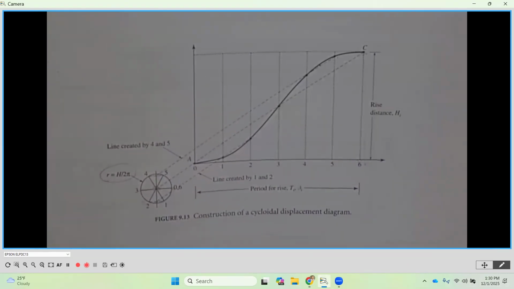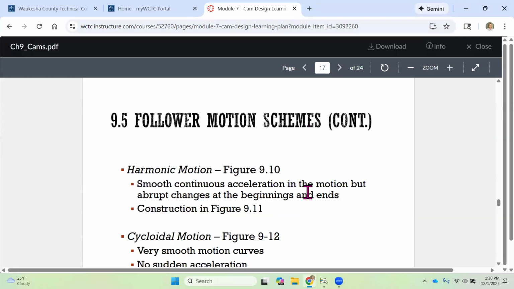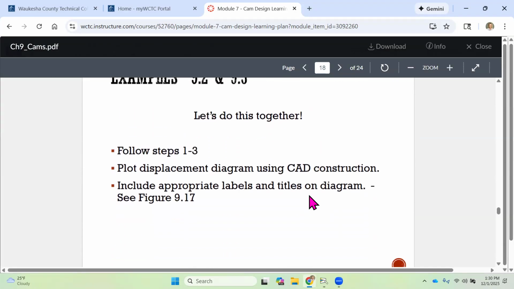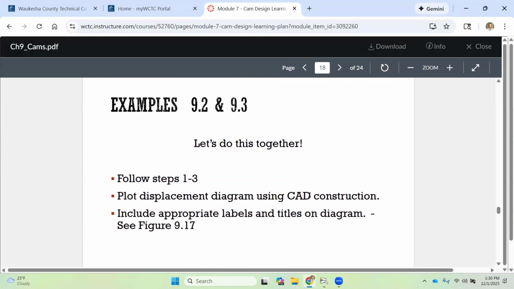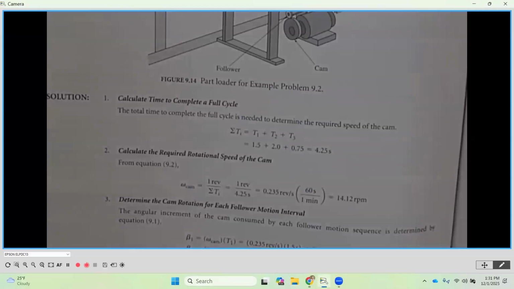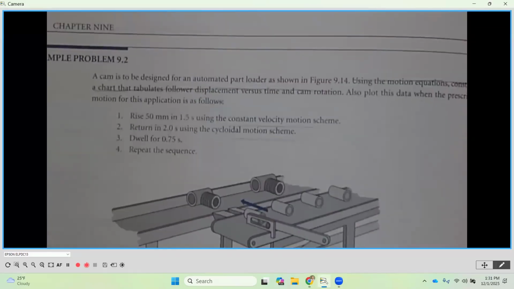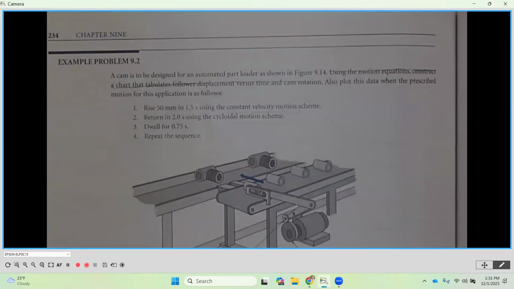Let me catch up our PowerPoints. So we did our follower schemes. And we already did 9-2. So 9-3, oh no, I guess it is 9-2. 9-2 and 3 are going to be our last problems. They go together. So let's take a peek starting on page 234.